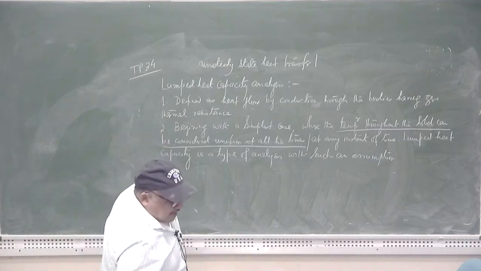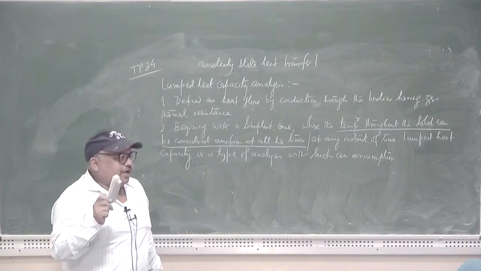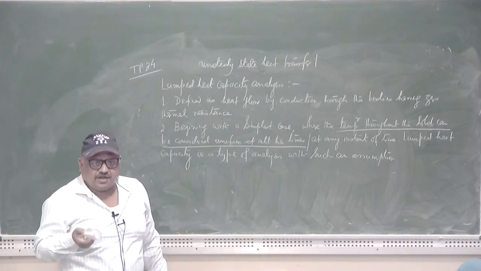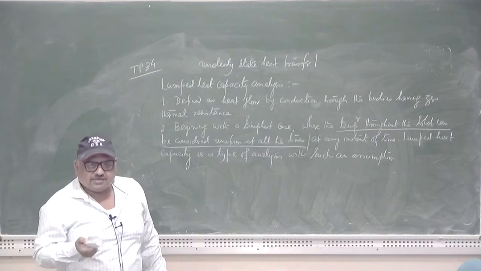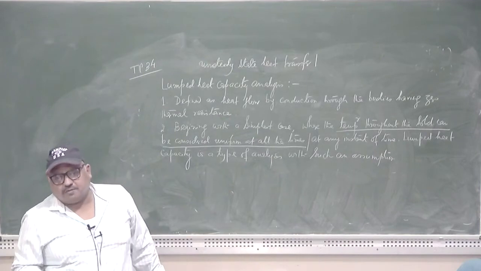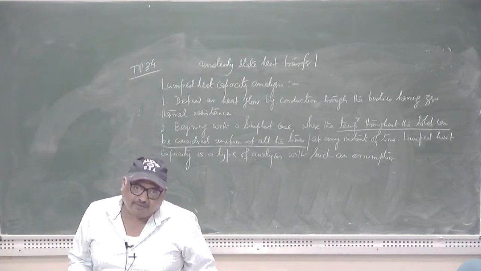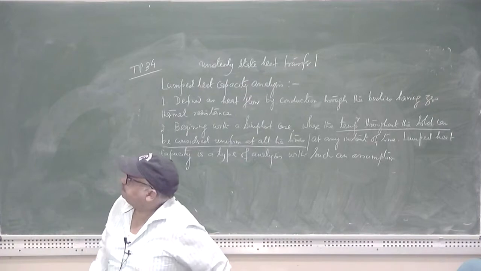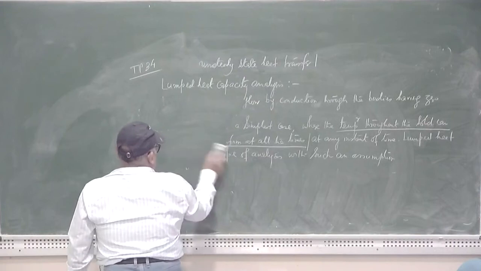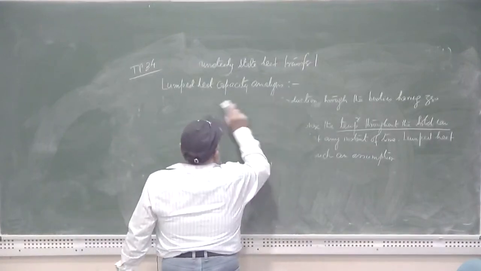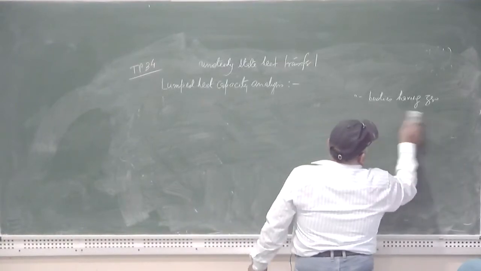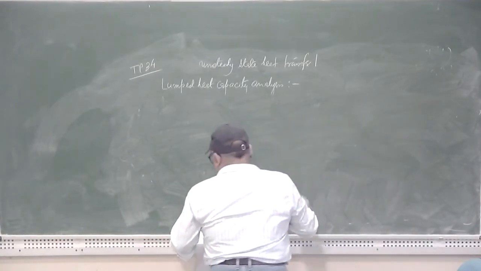So, let us try to investigate this assumption: what should be the condition in the system or body under which this lumped heat capacity analysis can be made applicable in order to solve the unsteady state heat transfer problem in practical situations. So, the temperature of the body is uniform at all the time.